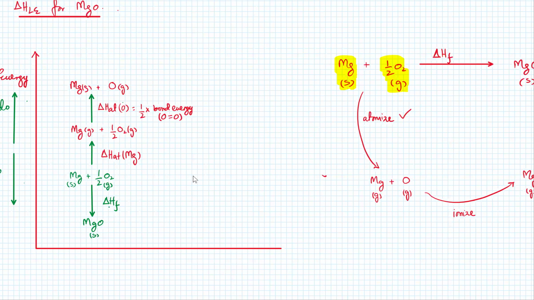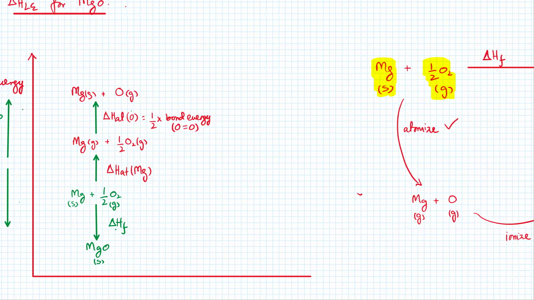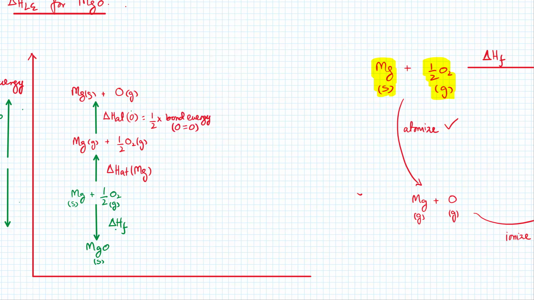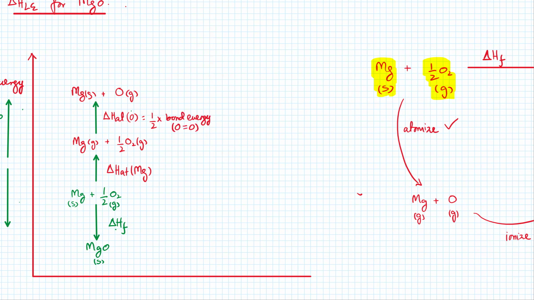Next step is I'm going to ionize them. Now, ionization of magnesium is endothermic as well. So the arrow would go up again. So it's going to go up once more. I'm going to choose a different color, one second. The arrow still goes up.